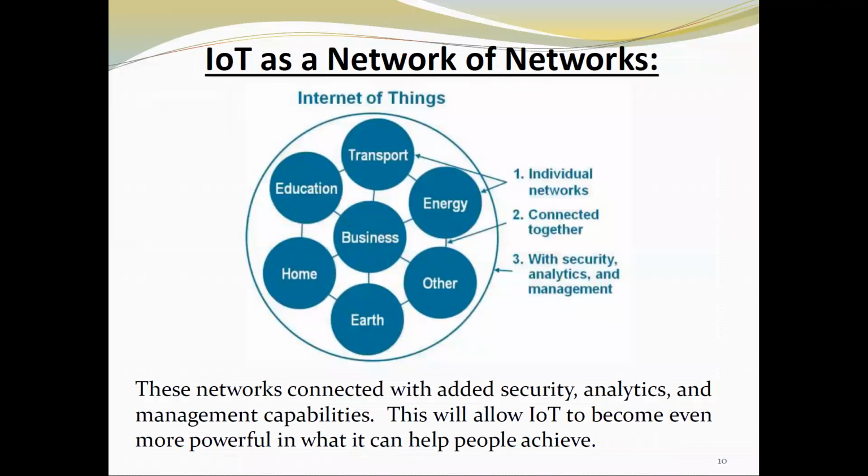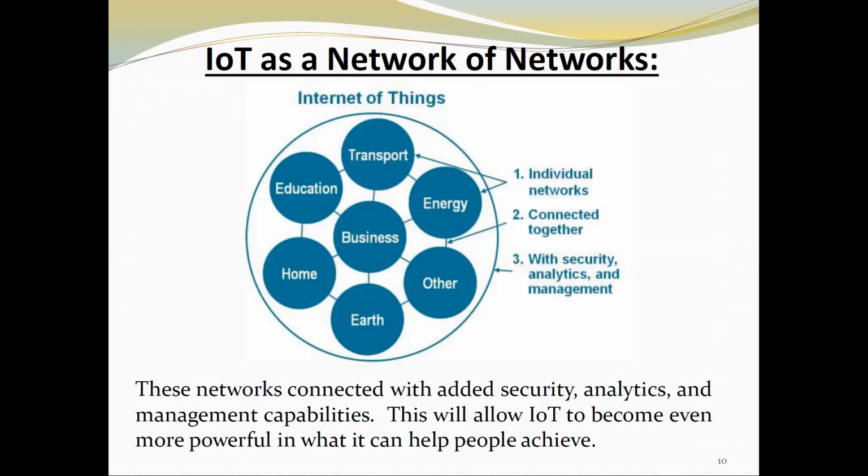IoT as a network to network. So this is a general thing that has been shown for network, that is business network or several other networks connected to each other, or we can call it individual networks connecting together with each other with proper security, analytic and management, right? So this network connects with added security, analytic and management capabilities.